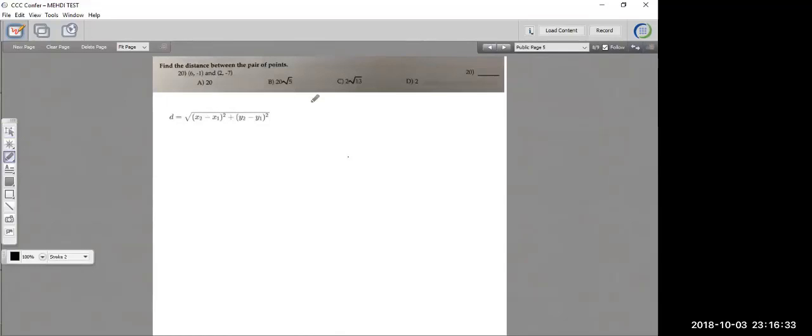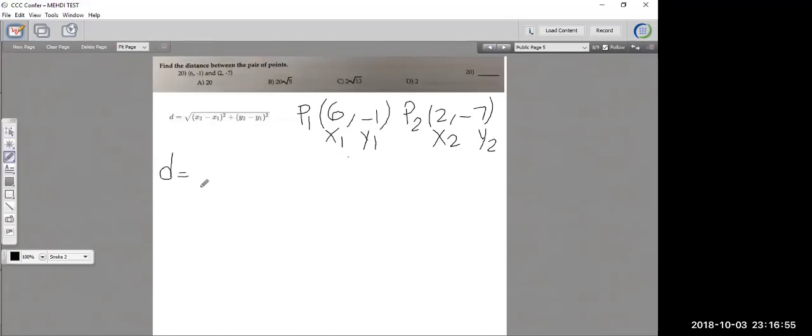And you want to label these points. So the first point they're giving to me is 6 and minus 1. It's really up to you which one you want to call point 1, which one you want to call point 2. If I assume this is point 1, this would be x1, this would be y1. And if I assume the second one is point 2, this would be x2, this would be y2. All I have to do now is just plug the numbers into this formula to find the distance between those 2 points.